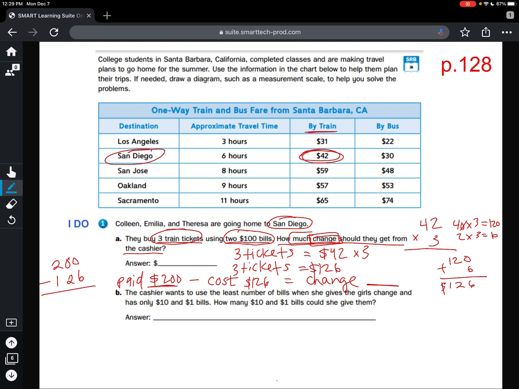I know that it cost $126 for all 3 tickets. And I know that they paid using 2 $100 bills. So they paid the cashier $200, and we want to know how much money is the cashier going to hand them back. So when I do my subtraction, I'm going to get 10 minus 6, which is 4. 9 minus 2 is 7. 1 minus 1 is 0. So I know that they're going to get $74 back. That's the amount of change they get.